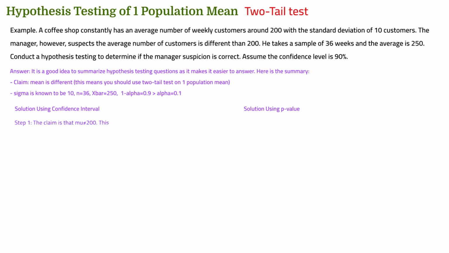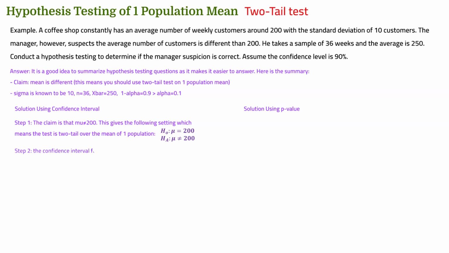Step 1 for confidence interval: the claim is mu is not 200. This gives the following setting, which means the test is two-tail over the mean of one population. H0: mu = 200, HA: mu is not equal to 200. This is the setting of a two-tail test.